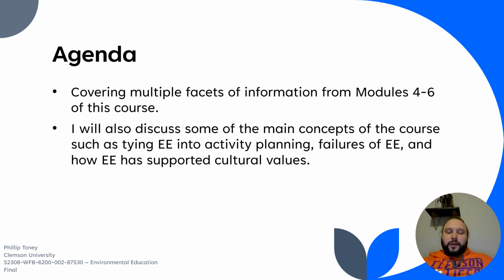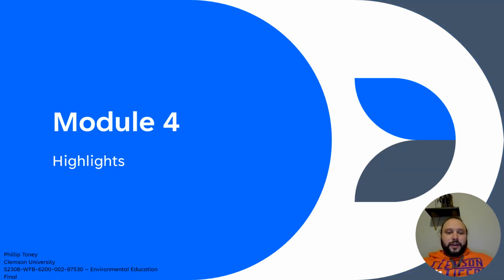Today I'm going to be covering multiple pieces of information that we covered from modules 4 through 6. Some of the main concepts we're going to cover are tying EE into activity planning, some of the failures of EE, and how it supports cultural values. I'm going to go ahead and get started because we've got a lot to cover.